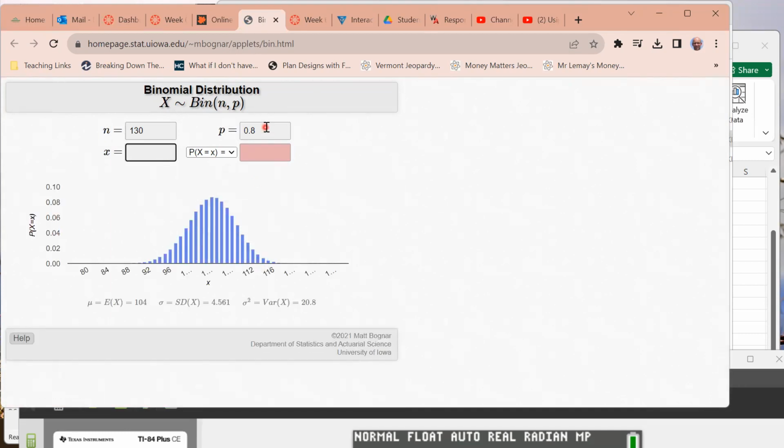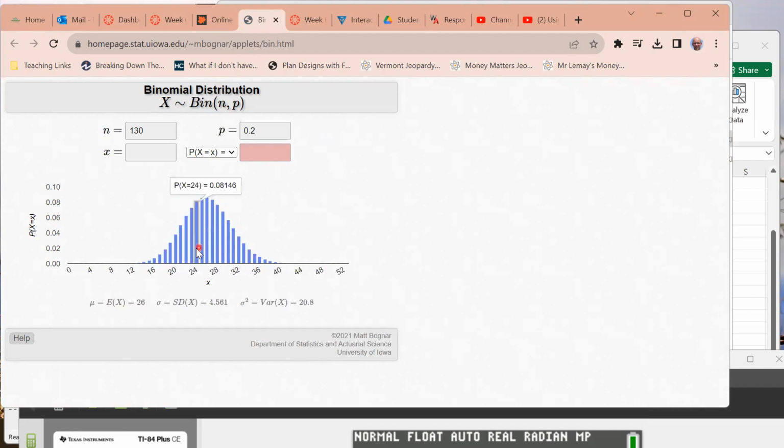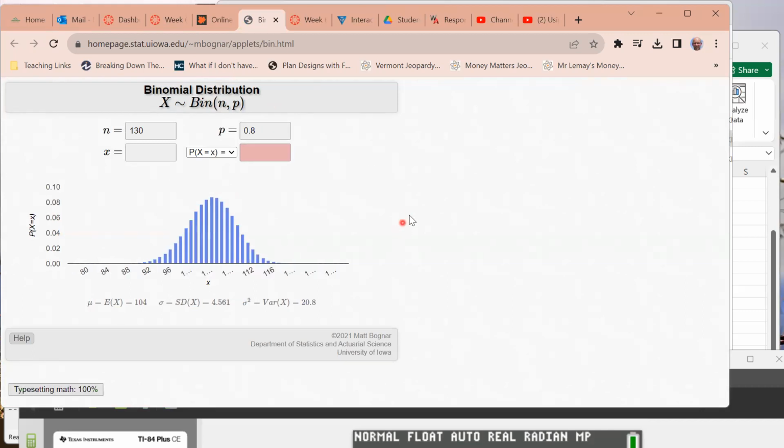And then if I did 0.2, because that's the probability of failure, that's also a nice normal distribution. So that's why n times p and n times q in this case have to be greater than 5. That gives me a normal distribution. And n times 0.8, that was also a normal distribution. Now you're probably saying, so what?